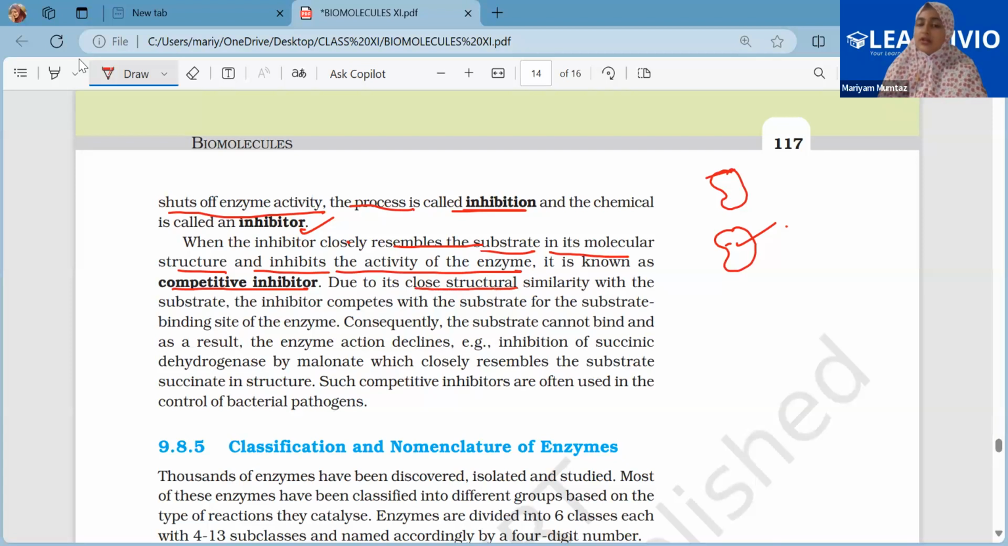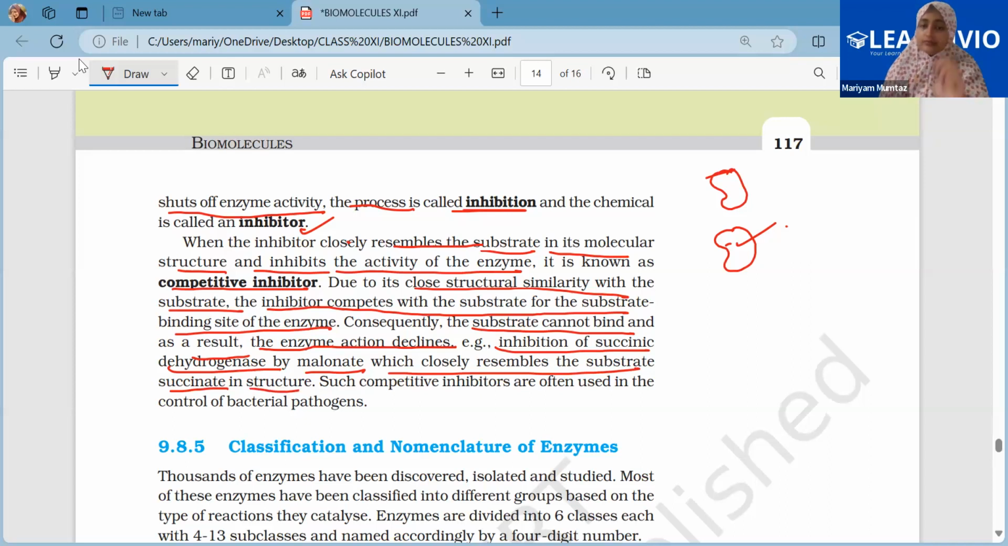Now, due to its close structural similarity with the substrate, the inhibitor competes with the substrate for the substrate binding site of the enzyme. Consequently, the substrate cannot bind, and as a result, the enzyme action declines. An example is the inhibition of succinic dehydrogenase by malonate, which closely resembles the substrate succinate in structure. So, succinate and malonate have a similar structure. When the dehydrogenase binds with malonate instead of succinate, that is a competitive inhibition.